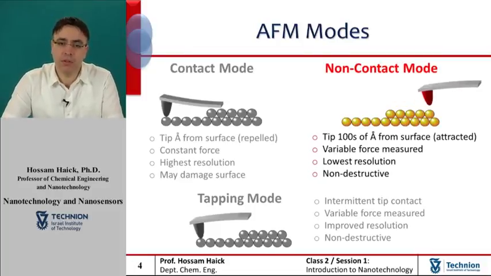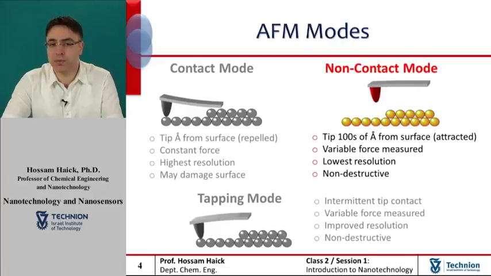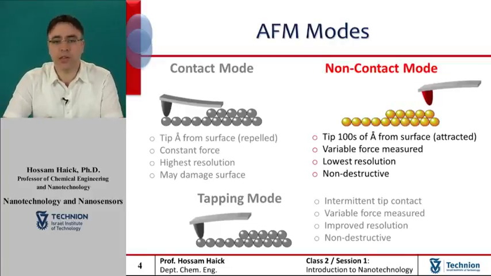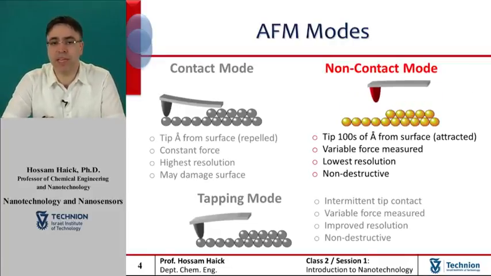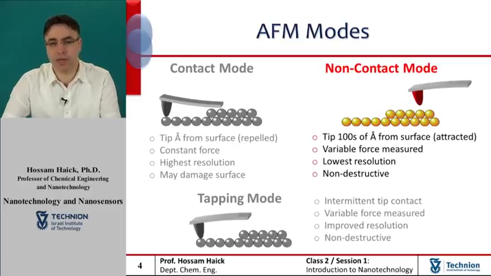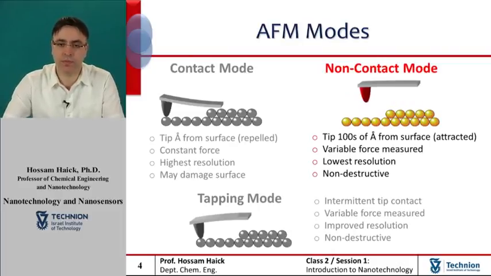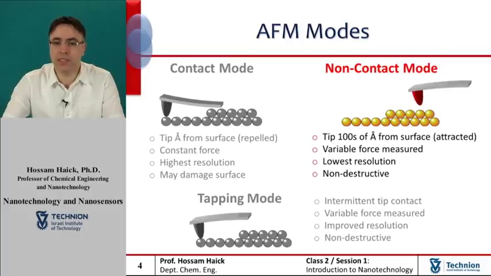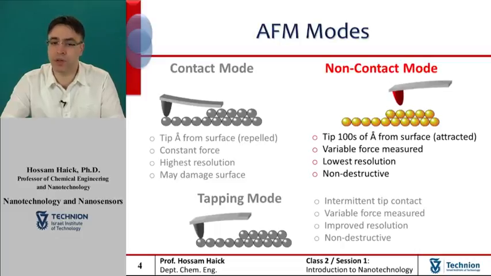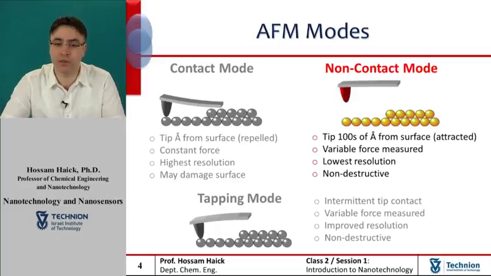The second mode is called the non-contact mode. In the non-contact mode of the AFM, the tip of the cantilever does not contact the sample surface. The cantilever is instead oscillated at either its resonant frequency or just above the frequency, where the amplitude of the oscillation is typically a few nanometers, usually less than 10 nanometers, and down to a few picometers.